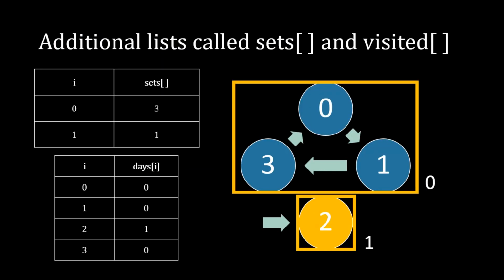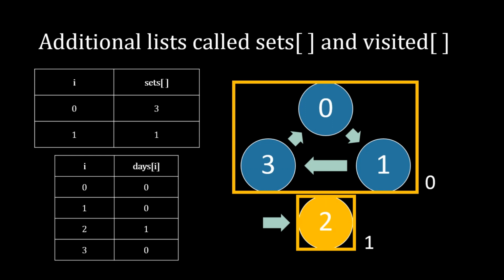So we're gonna use additional lists, called sets and visited. Why visited? It's because when we are traveling through all the nodes, we want to know exactly which one hasn't been in a set. So if we travel from 0 and then go to 1 and 3, then we will just mark them as visited. So we know that they are in a set.